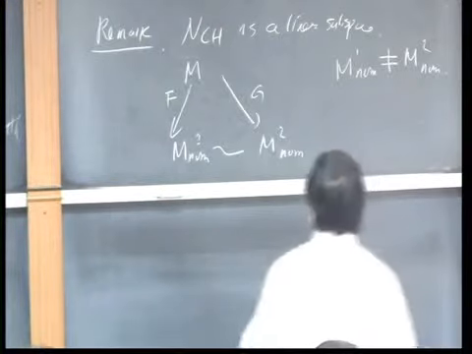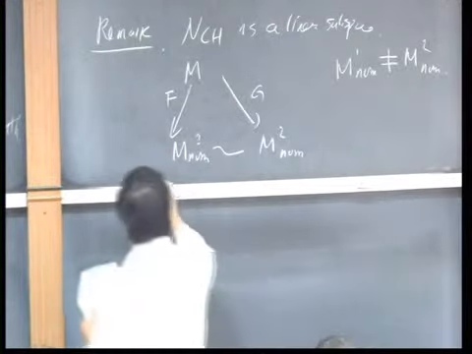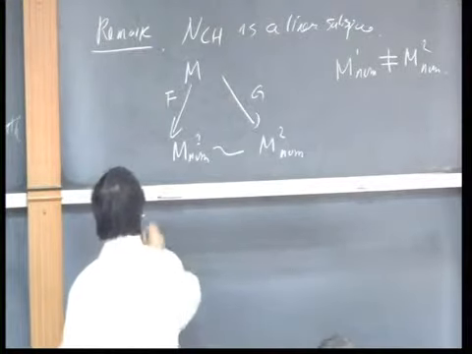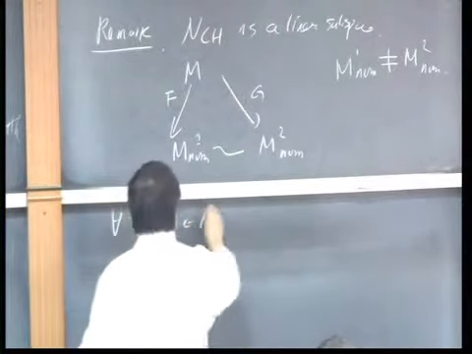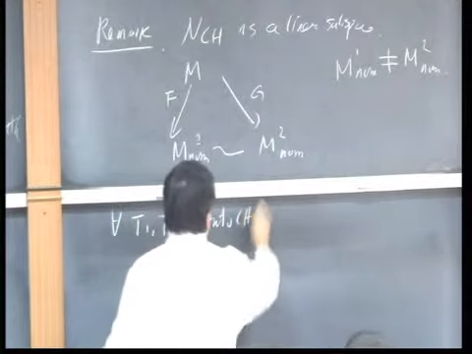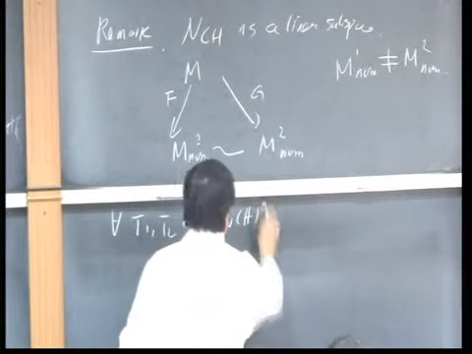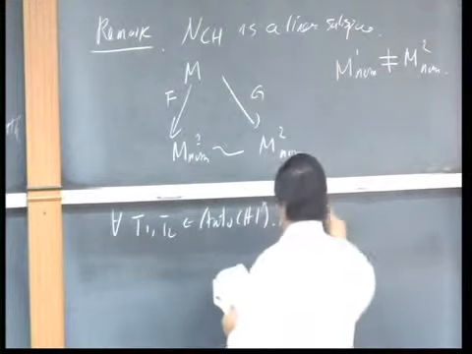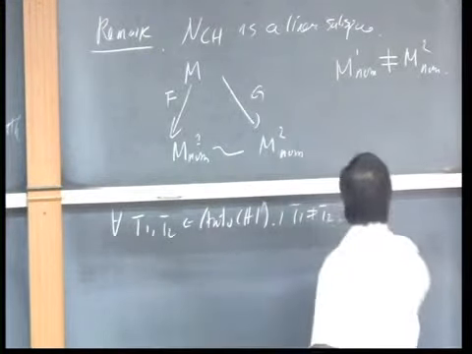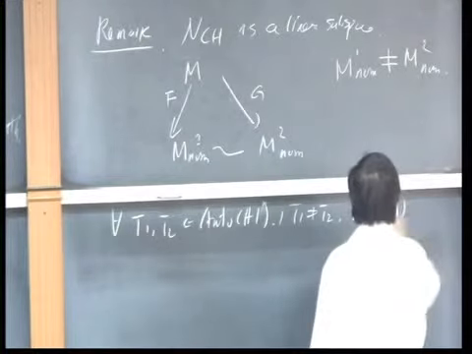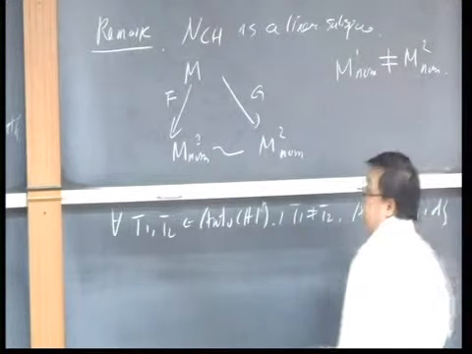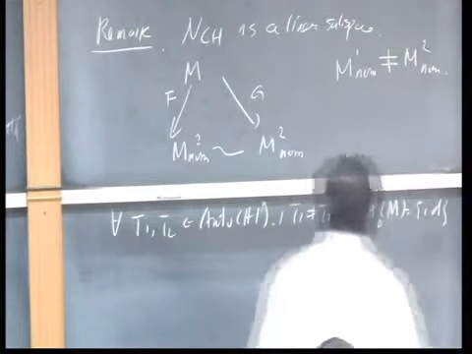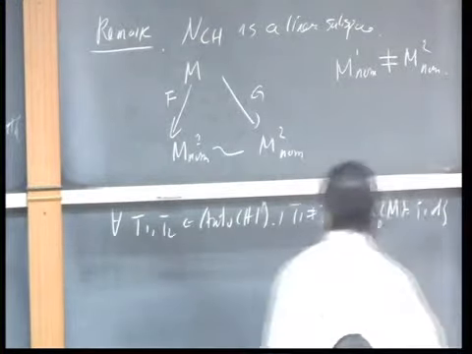So this depends on the group structure. Let's say for any T1, T2 in the Heisenberg group, we assume T1 is not equal to T2, and let's assume, for example, the origin is M, and the isotropy group at the origin is the trivial one. There is no symmetry at the origin.